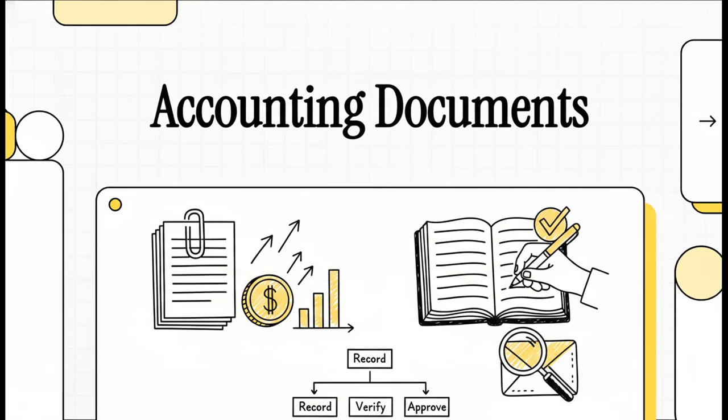Look, if you're a student just starting your journey into the world of accounting, you are in exactly the right place today. We're going to unpack the absolute core of how businesses operate. We're talking about how money is formally tracked, proven, and verified within a company. Think of this as your foundational guide to understanding the literal lifeblood of corporate finance, accounting documents. So let's dive right in and uncover how businesses actually keep their story straight.